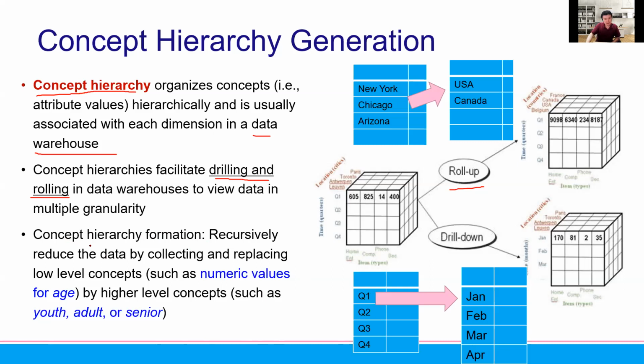And this concept hierarchy formation will recursively reduce the data by collecting and replacing low-level concepts. For the low-level concepts like January, February, March, I know that they belong to Q1. So I just want to use the hierarchy concept. Then you can transform it.